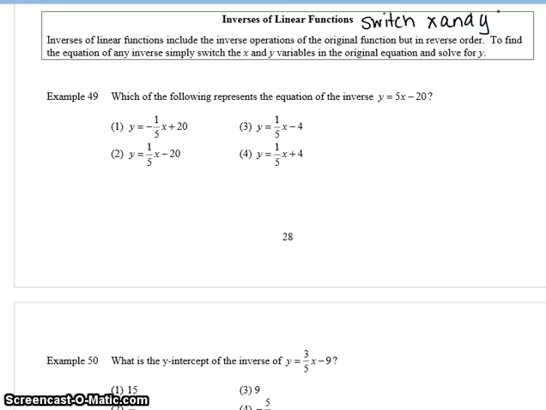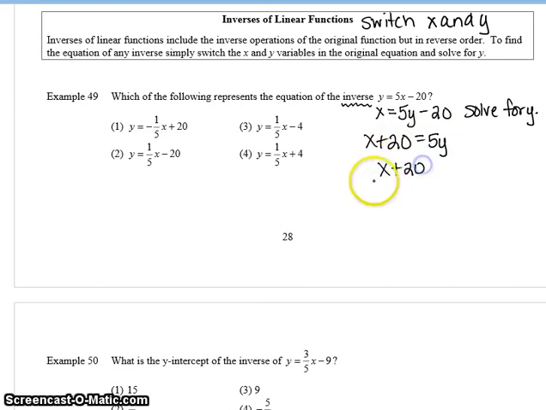It says, which of the following represents the equation of the inverse? When you see that word, you do have to know you're switching the x and y. So start with the given equation, and we're literally going to switch their spots. So it becomes x equals 5y minus 20, and from here you just solve for y. So get y by itself. I would add 20 to both sides of that equation. So I get x plus 20 equals 5y. Now I'm going to divide both sides by 5, and I get x plus 20 all over 5 equals y.